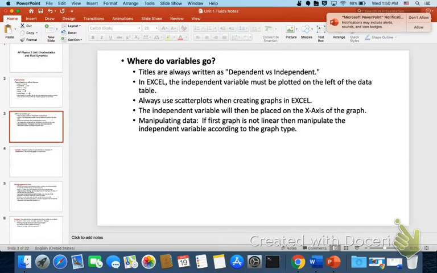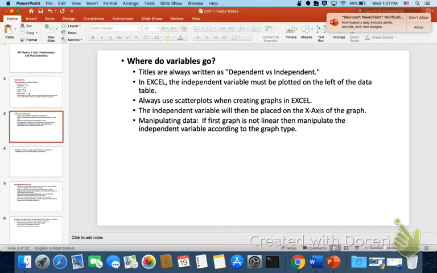If your first graph's not linear, all you have to do is just look at your graph type. If it's an x-squared graph, then whatever your independent variable is, simply square it, and it should straighten the line out. If it's an inverse graph, inverse the independent variable. If that doesn't work, you might have to inverse square the independent variable. It just depends on the type of graph that you get. You might have to change it a couple of times in order to get this line to straighten out.